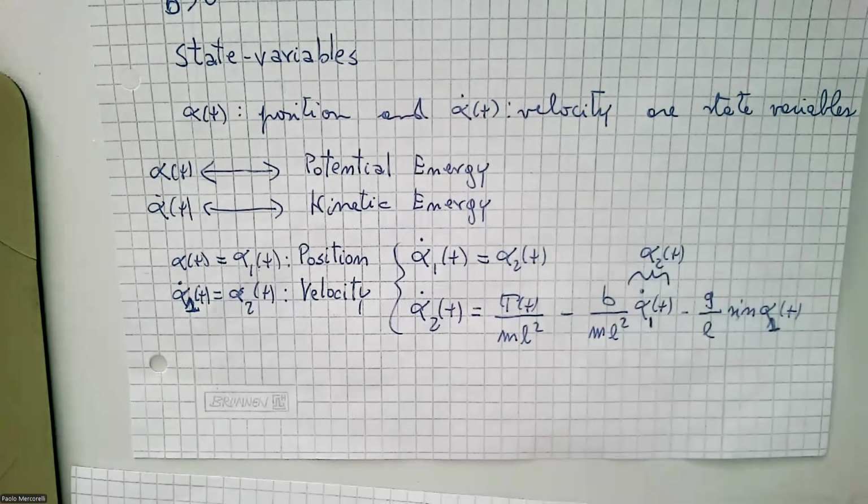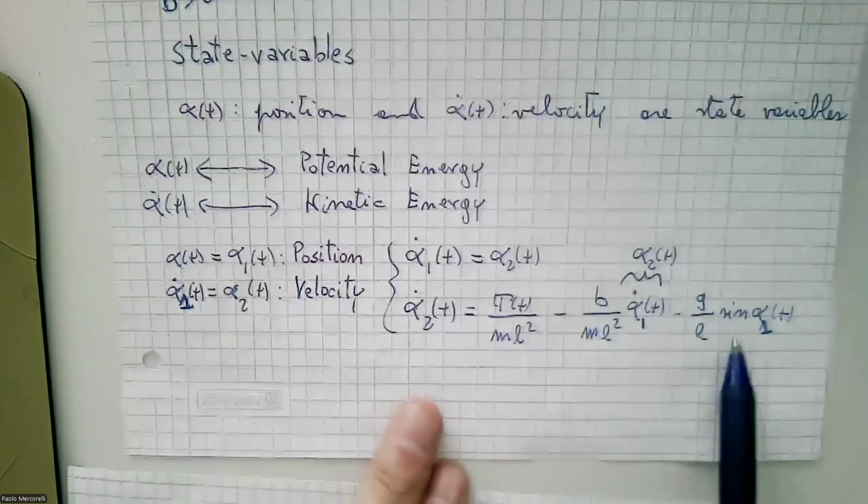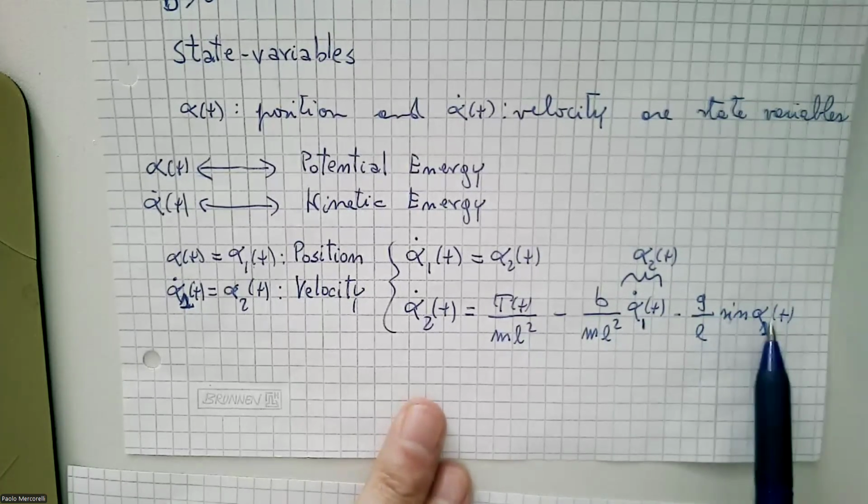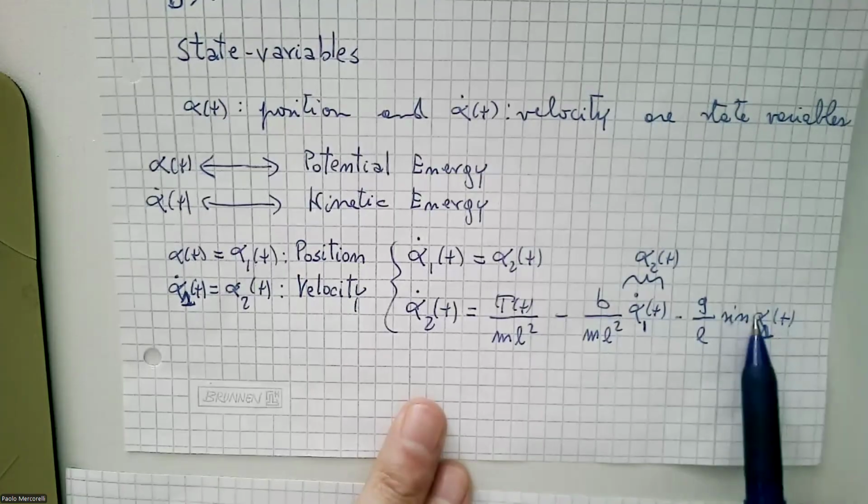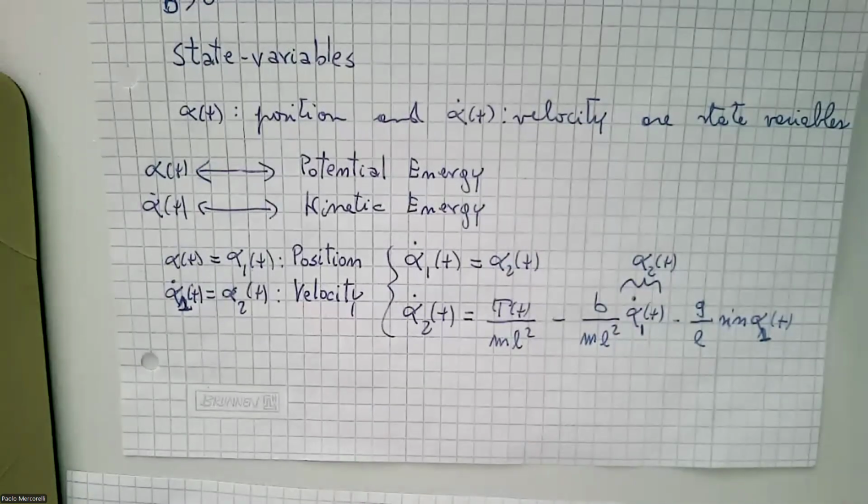Here we have a different case, because we have a nonlinearity here. Sine of alpha 1 is a nonlinearity, it is not a linear function. You remember, we have seen this in math.